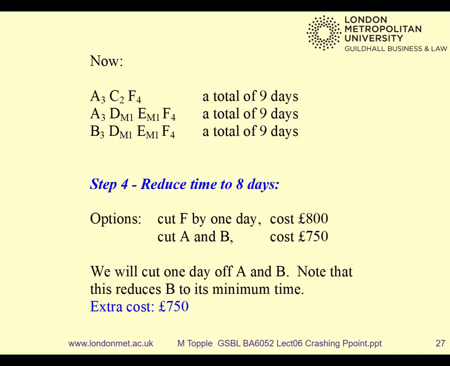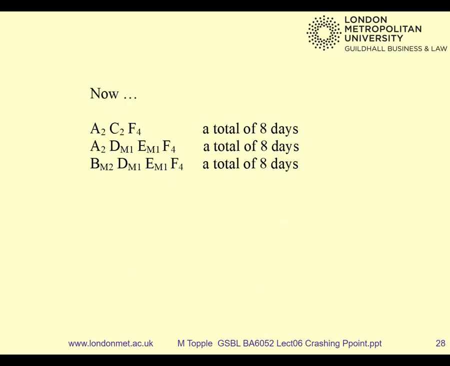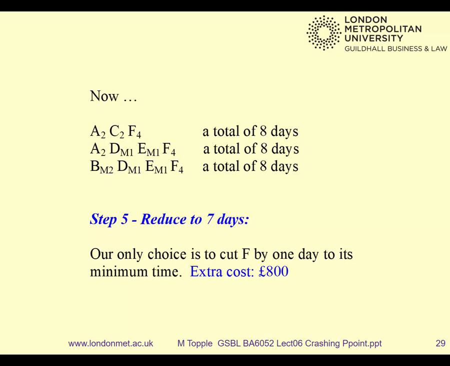A and B, we always pick the cheapest, and that means B will now already have been crashed by a day, so B will come down to minimum. A not yet, A can still be crashed. We'll have a new solution where they're all 8 days long. What's left? How do we get it to 7? Yeah, F, really. It's the only option now. The only thing we can crash that makes sense is F, and that will cost us £800.